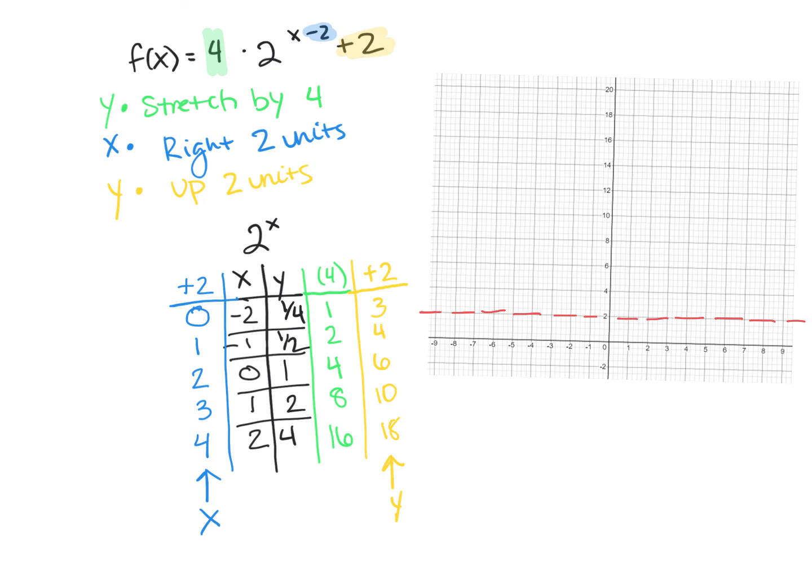When we graph our points, we're going to have (0, 3), (1, 4), (2, 6), (3, 10), and (4, 18). Oops, sorry, that last point is incorrect. (4, 18). There we go. Now that looks much better. Make sure to connect all of your points and make sure not to go over that asymptote. But there we are. That's one whole problem, graphing exponential functions with transformations.